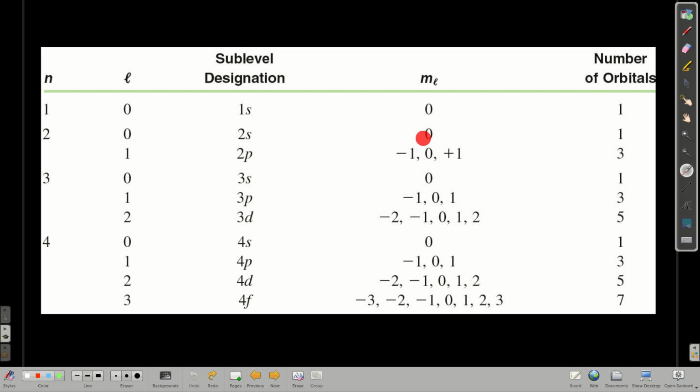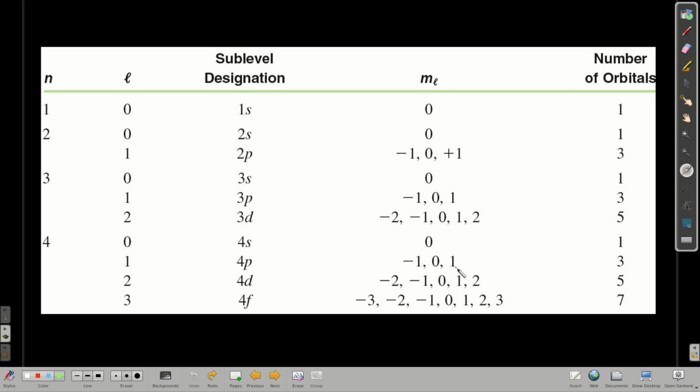So this is sort of a summary here. When n is equal to 1, L can only be 0. There's only one subshell. It's called a 1s subshell. And L equals 0 means only one value for m sub L, so there's only one orbital, a 1s orbital. n is equal to 2. L can be 0 or 1, 1 less than n, remember. And that means there's a 2s and a 2p subshell at n equals 2. The 2s can only have one value for m sub L, so there's only one 2s orbital. In the 2p subshell, there are 3 values for m sub L, 3 2p orbitals, and so on and so forth.